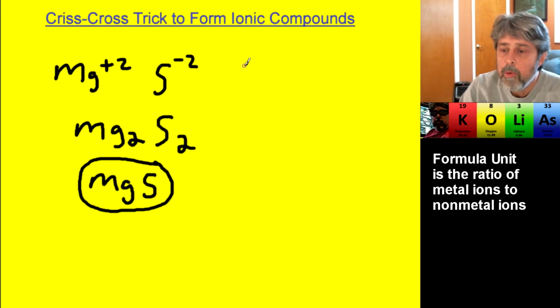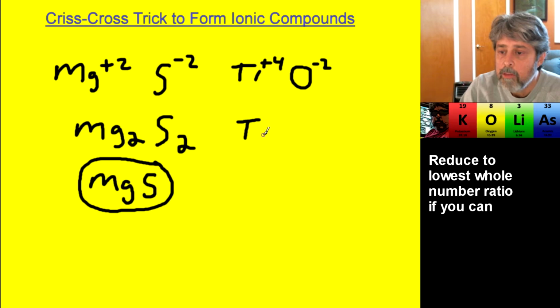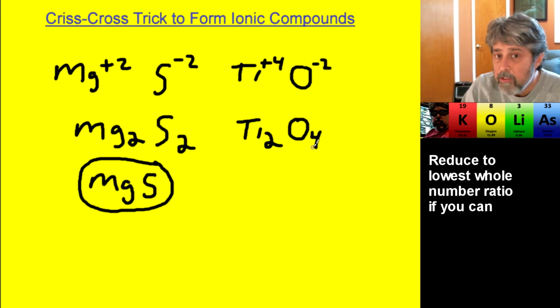Here's another one. What if we have titanium with a +4 and then some oxygen that's a -2? All right, let's crisscross these. Here's our titanium. Here's our oxygen. The 4 from the titanium is going to crisscross over to here. The 2 from the oxygen is going to crisscross after the titanium. All right, so here's a chance where we can reduce it. We have 2 and 4. If we divided these each by 2 to simplify, we're going to get TiO2.